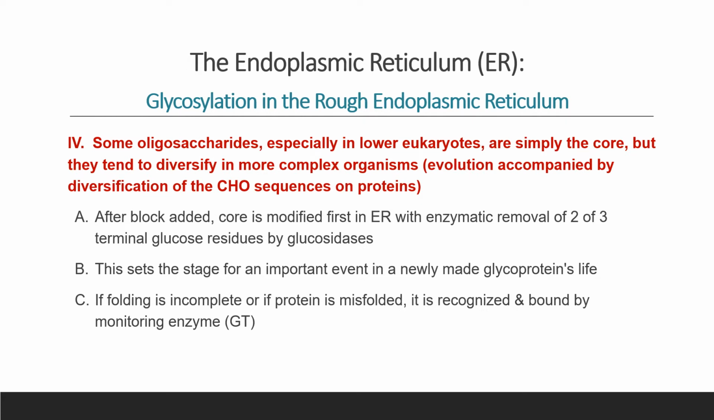So some oligosaccharides, especially in lower eukaryotes, are simply the core, but they tend to diversify in more complex organisms. After the block is added, the core is modified first in the ER with enzymatic removal of two of the three terminal glucose residues by the glucosidases, and this sets the stage for an important event in a newly made glycoprotein's life. If folding is incomplete or if the protein is misfolded, it is recognized and bound by the monitoring enzyme GT. Okay?